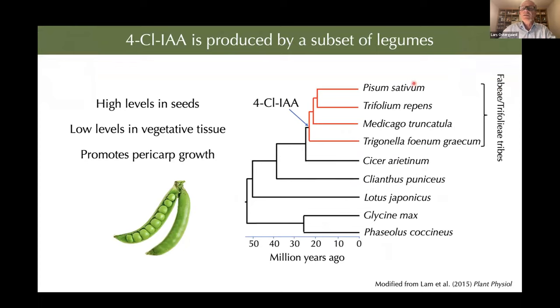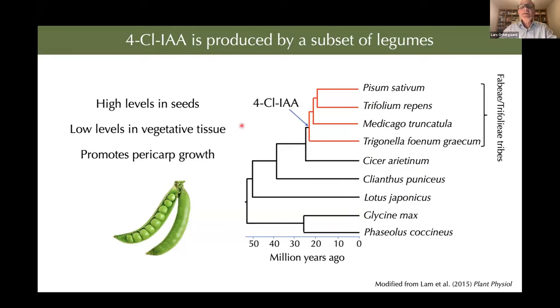Pisum sativum, which is pea, is one of the producers. And then there you can see there are listed four species up here in the Fabeae tribe that are known to produce 4-Cl-IAA. But chickpea, I think this is chickpea, which is just outside this clade, does not produce 4-Cl-IAA, and neither do these other legumes that are members of the clade.